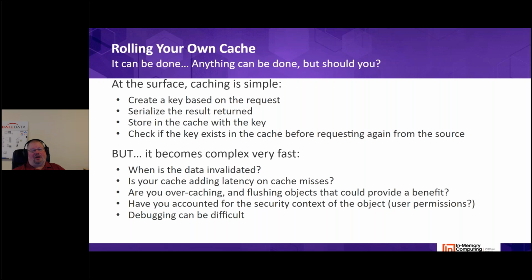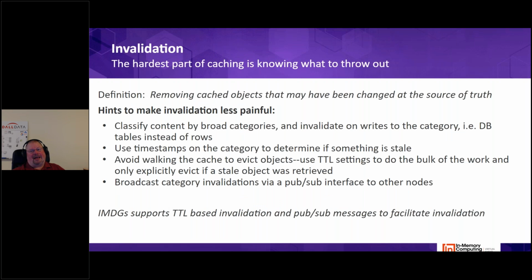Finally, have you accounted for the security of the objects? If all you're doing is using the query as your cache key, people could potentially bypass controls on the database that say only one user or set of users should have access to the data. Now that it's in the cache, anybody could pull it. And then finally, debugging can be very difficult depending on how the cache engine is set up. So these are all topics that if you're building your own cache, you're going to have to deal with. But let's actually talk about some of these and how they can be implemented if you're going to do so.